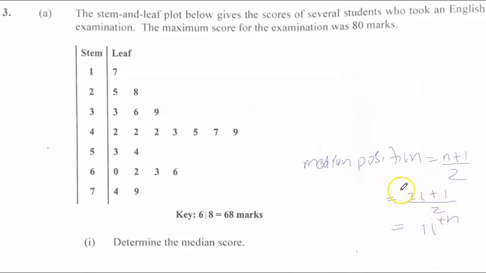So the median is not 11. This formula gives the position of the median, which is the 11th number. So that's 1, 2, 3, 4, 5, 6, 7, 8, 9, 10, 11. So the 11th number is 45. So the median score is 45.